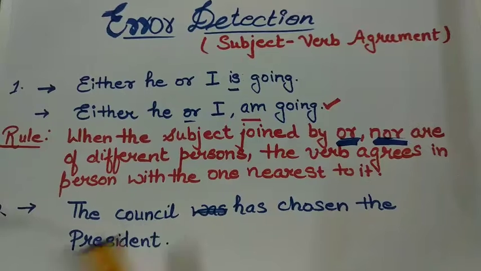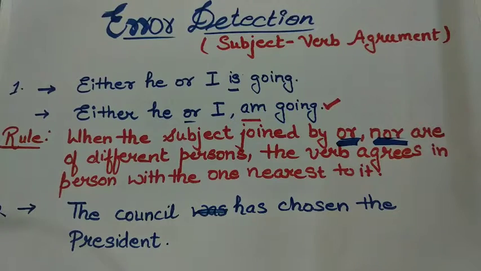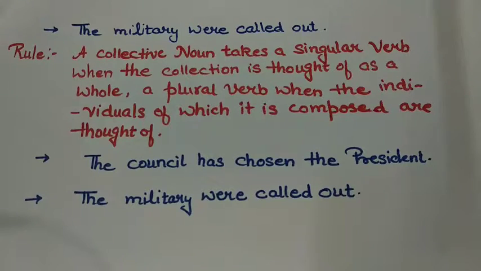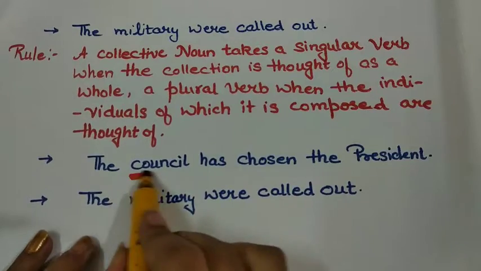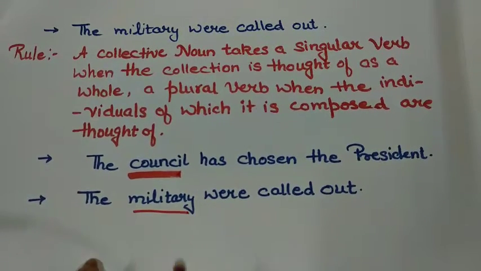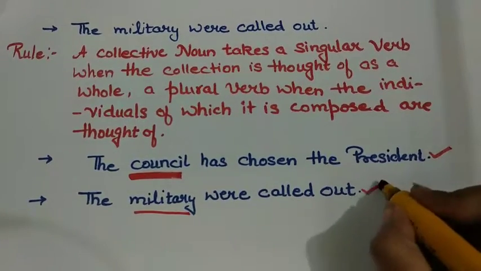Here I have written a sentence: the council has chosen the president. I will give you one more sentence: the military were called out. Now, if I talk about the first one, the council has chosen the president, and the second one, the military were called out, which one will you consider the correct one? Can you judge? Okay, let me tell you one thing. Here, council is a collective noun, right? And in the second one, military is also a collective noun. Actually, both the sentences are correct.